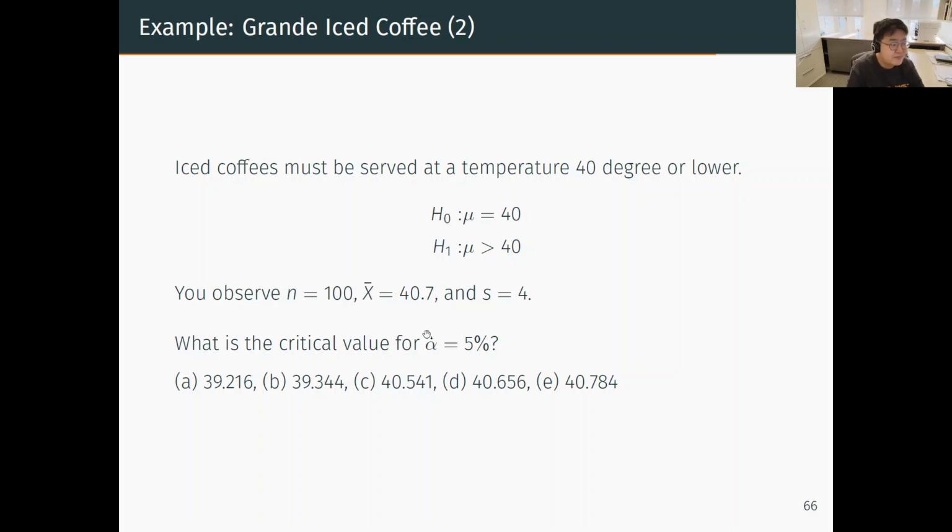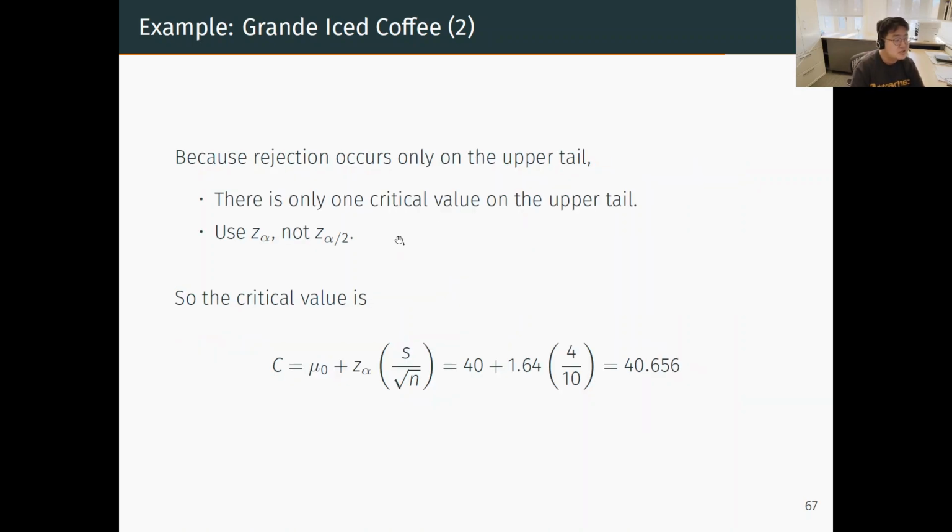So you have to find the constant accordingly. Okay, I will turn the page. So you have to use Z alpha, not alpha over 2. That is, you are going to use 1.64. 1.64 is the new constant from the standard normal distribution.